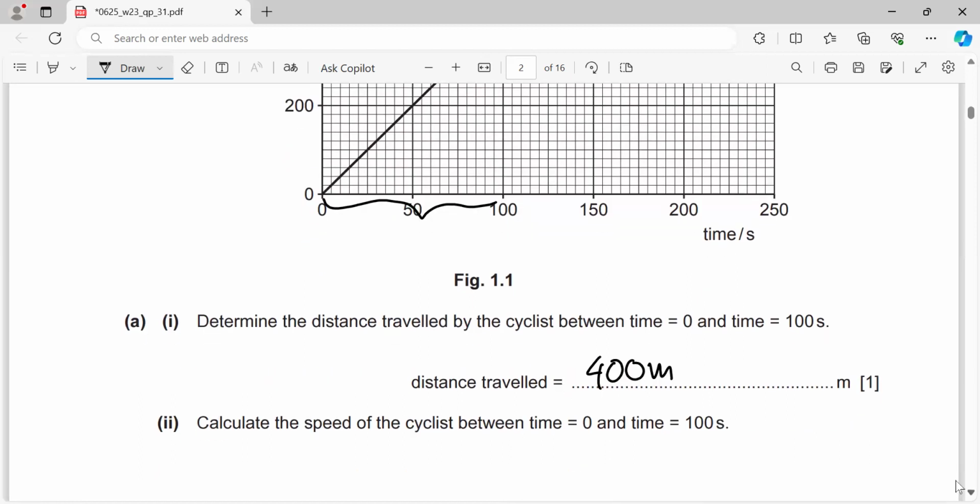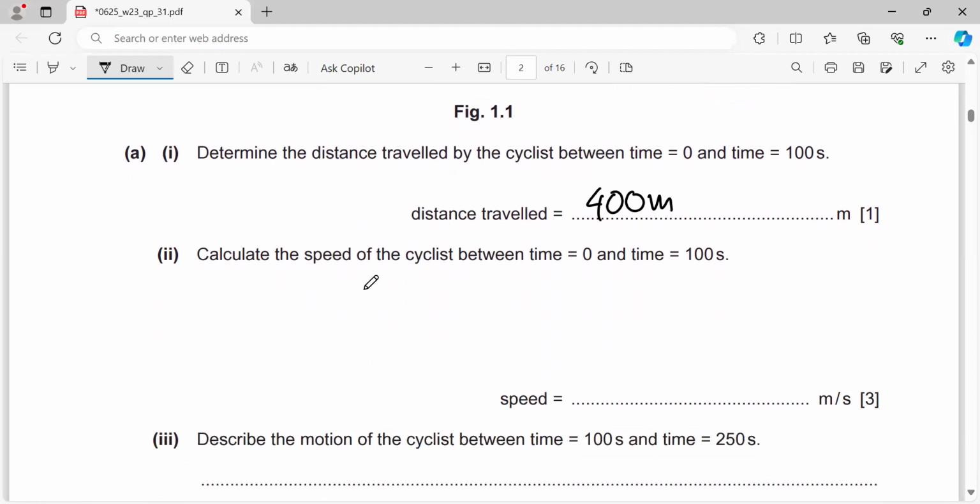And calculate the speed of the cyclist between 0 and 100 seconds. The speed or velocity formula is distance over time. So the velocity or speed is distance 400 meters over 100 seconds. So we got 4 meters per second. So the answer is 4.